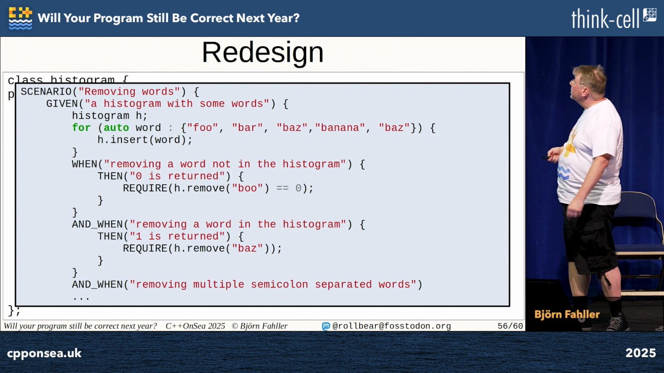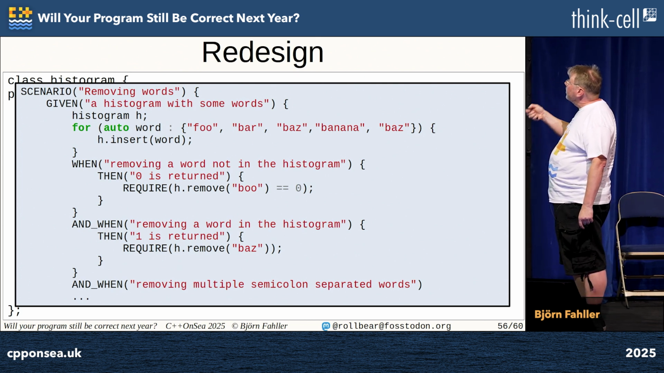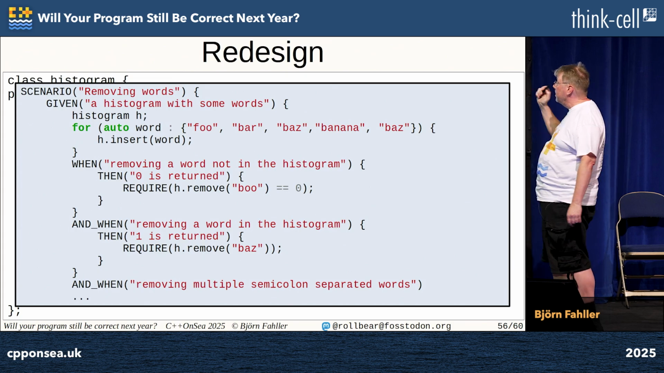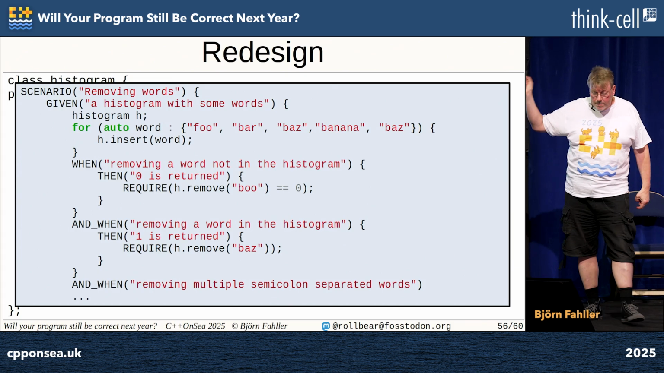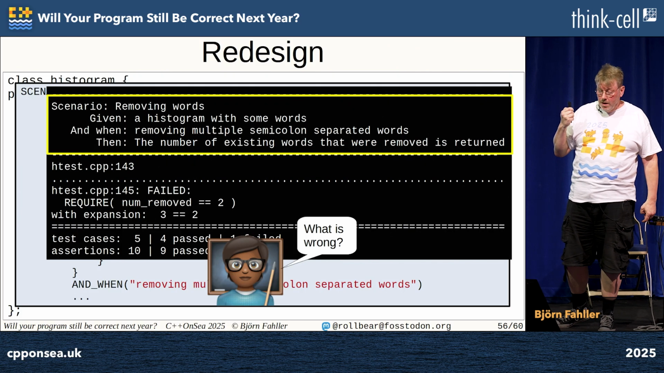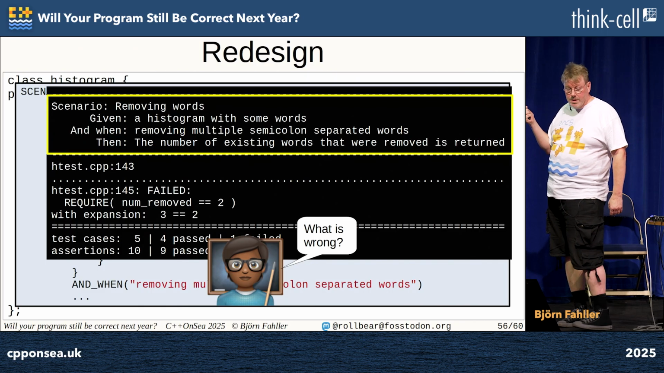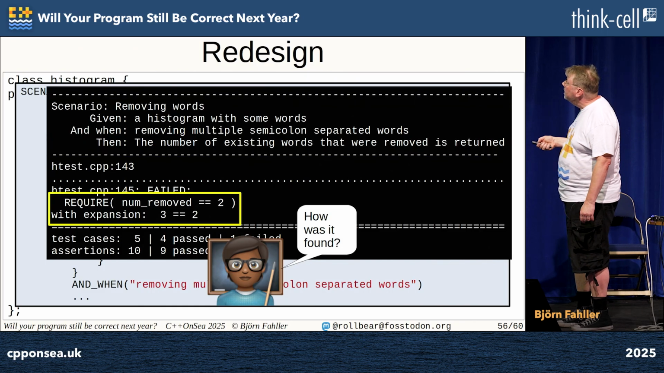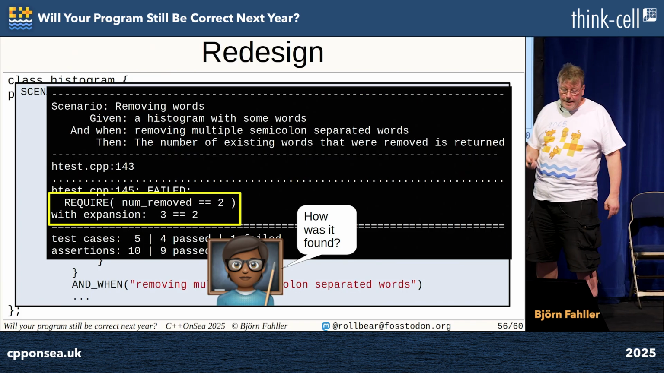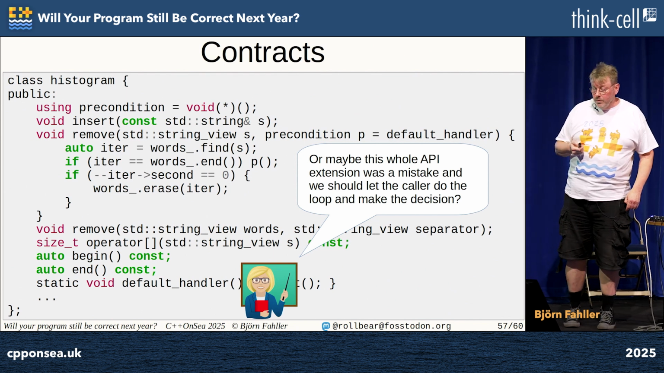Or we write some more tests. Removing a word not in the histogram, 0 is returned. Removing a word in the histogram, 1 is returned. Removing multiple semicolon separated words, etc. Something is wrong. Removing multiple semicolon separated words, the number of existing words that were removed is returned, and we see that it's the wrong number. Oh, okay. But actually, maybe we should rethink.